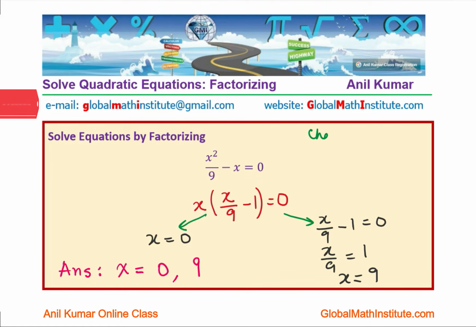So I will say check solution. Let this be an exercise. As you progress, you need to check and confirm that your results are right to gain confidence. This is very important, okay? So we have two solutions here. X equals 0 definitely gives you 0 on the left hand side, and 9 gives you 9 minus 9, which is 0. Next question here.